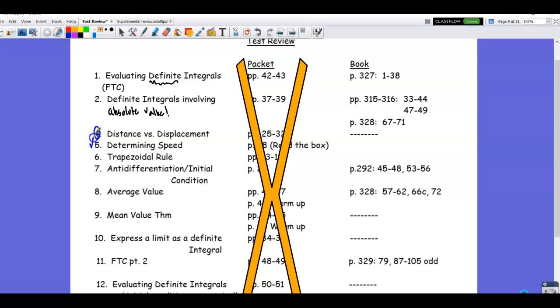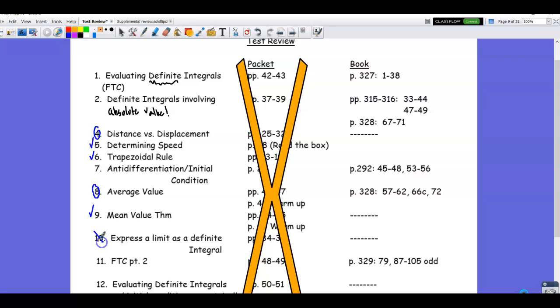The reading that we did on speed, having to look at acceleration and velocity. Don't forget about things we've done in the past, like the trapezoidal rule. Anti-differentiation with an initial condition, so that would be an indefinite integral, but the initial condition was a recent lesson. Average value, remember words matter, and there is an entire write-up and a page in your notes that talk about the words and how to understand what the words want you to do. The mean value is certainly connected with average value.